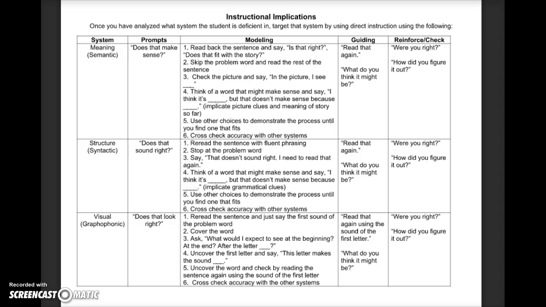On the Literacy Framework website, under the Fluency tab, we've included this prompting guide to help you with instructional implications. So once you've analyzed what system the student needs work with, it shows the system, prompts that you can give as the teacher, and then modeling that you can do either one-on-one and conferring, or if you have an invitational group or a guided reading group.